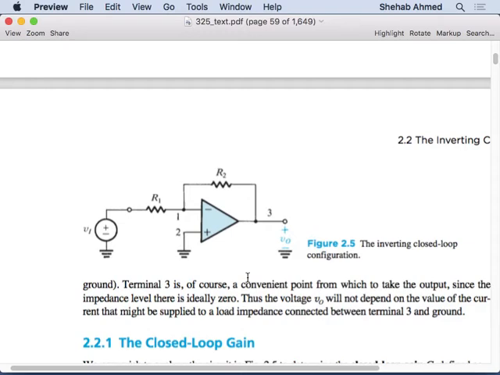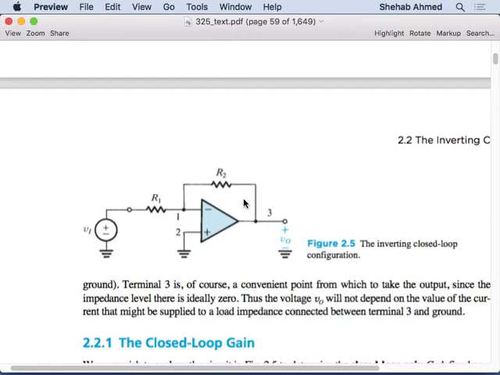So the idea is we need to find a way to use this device to create amplifiers. So what do we do? We put circuits around it that allow us to do what? Control the gain. That's all we want to do. We basically want to control the gain, and its dependence on frequency as well.